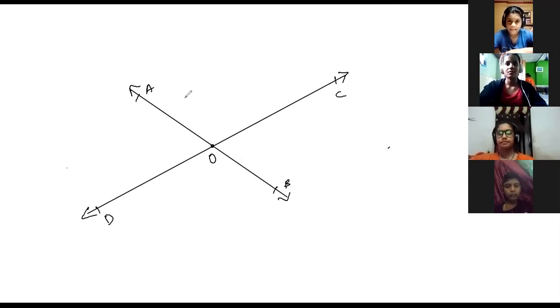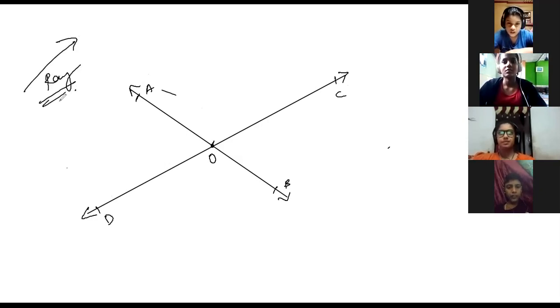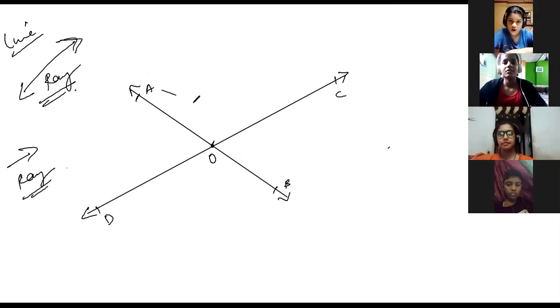Now, if you see from O up to A, this part only, if it is only an arrow, it is called a ray. If there is an arrow on both sides, then it is called a line. But here there is just one arrow, so it is called a ray. So OA is a ray, OC also is a ray, OB also is a ray, and OD also is a ray.